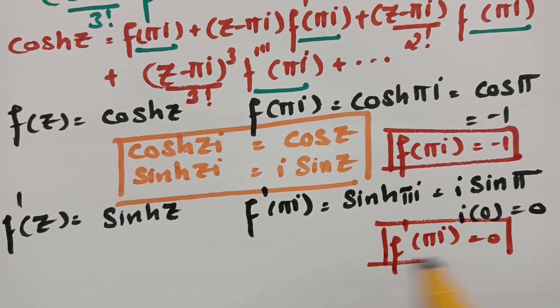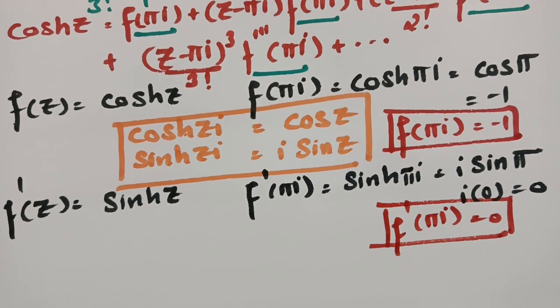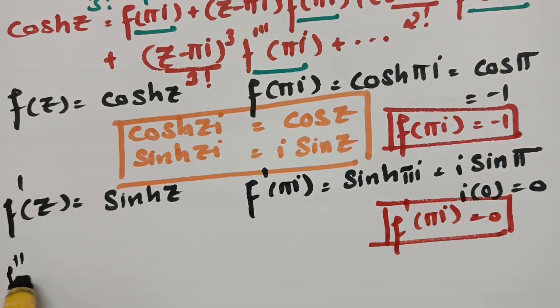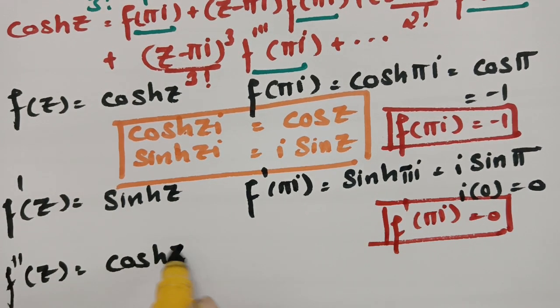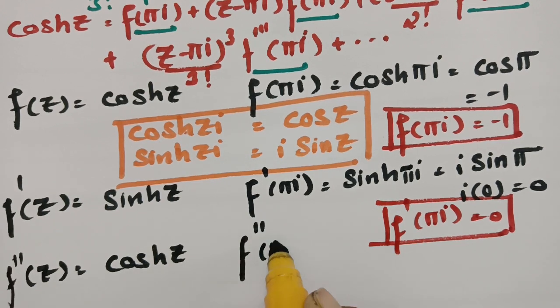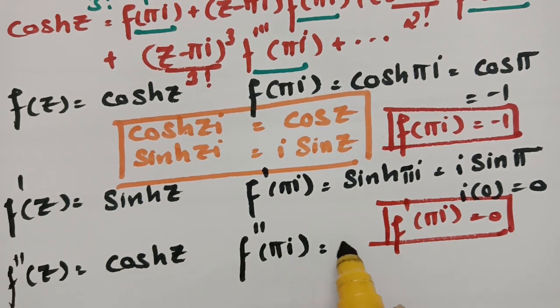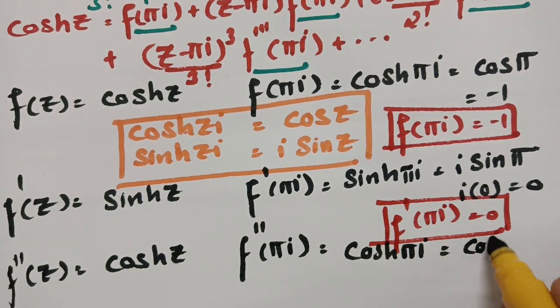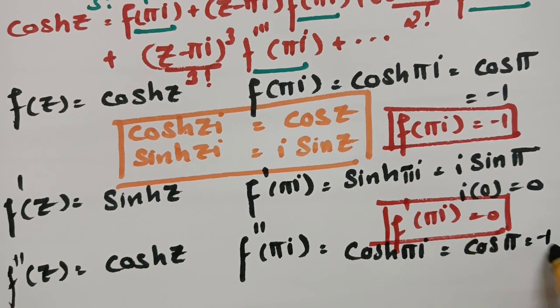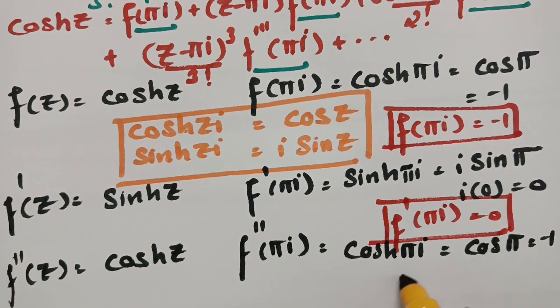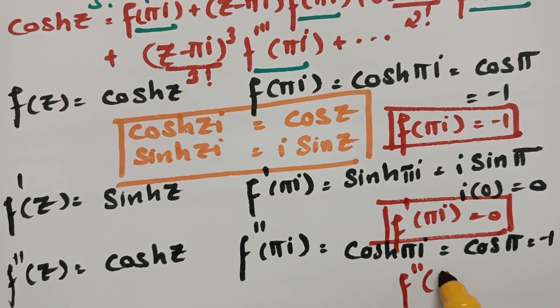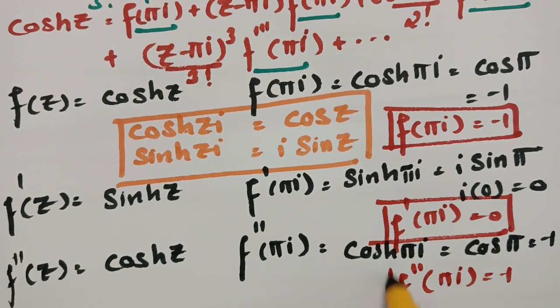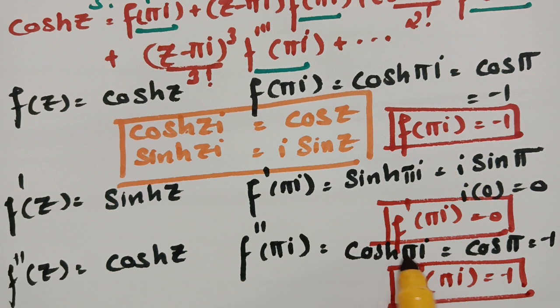Clear? And next, we have to apply the derivative once again with respect to z. For sin hz, this will be cos hz. So if I apply z as pi I, this will be cos h pi I. Remember, I is ignored, and this will be only cos pi. The value here is minus 1. Therefore, we got the value of f double dash of pi I as minus 1.